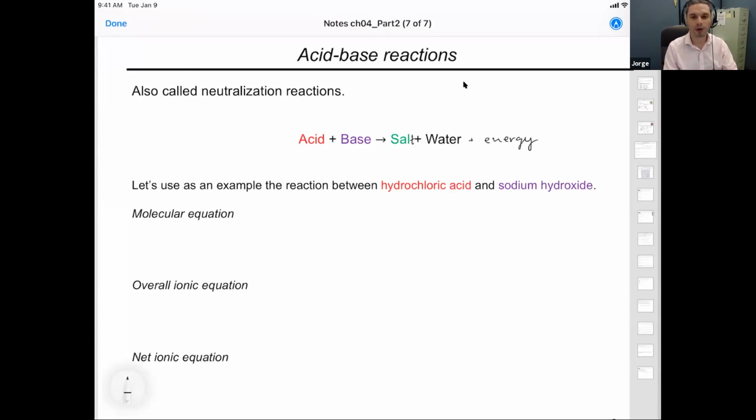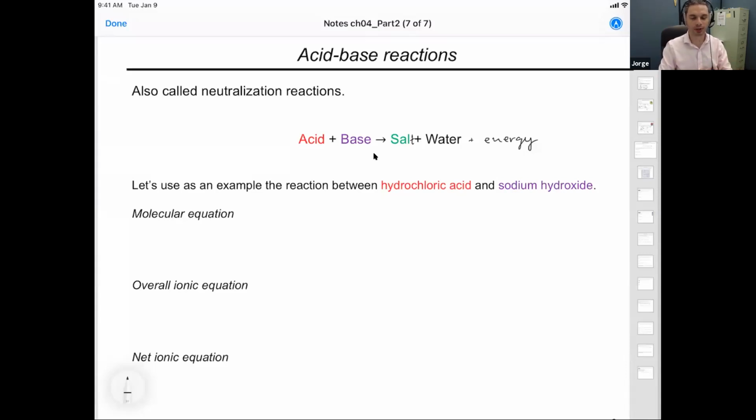So we will focus from now on this kind of reactions, neutralization reactions. There are three different ways to write a neutralization reaction. The first one is called molecular equation. The second one is called overall ionic equation. And the third one is called net ionic equation. So let's see how each of them works separately.